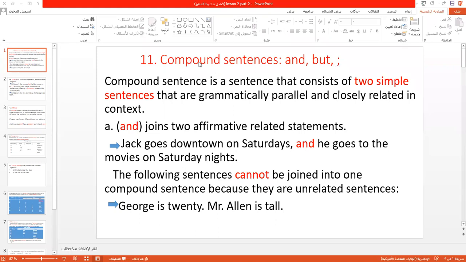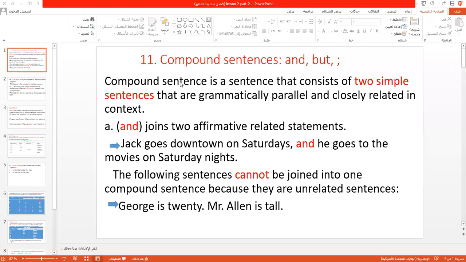Good. So what is a compound sentence, or what are compound sentences? Of course, you know that in English there are three types of sentences. Type 1, we call it simple sentence. Type 2, compound sentence. And type 3, complex compound sentence. Of course, you know, a simple sentence is a sentence that has only one verb and one subject, and maybe it has a complement or not. Today we're going to deal with compound sentences.